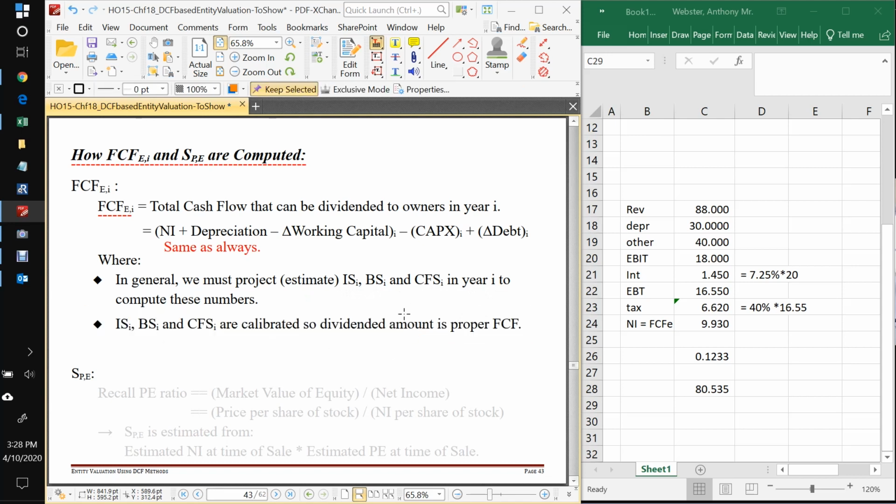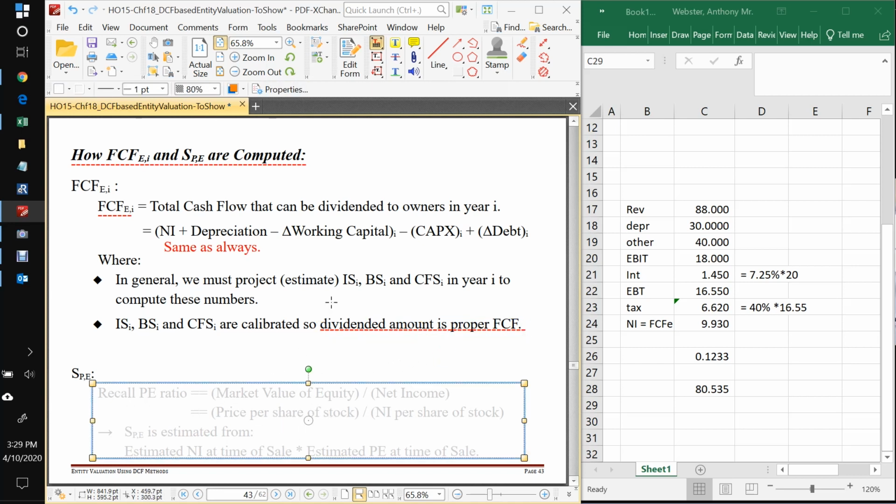And when we project these things forward in what's called pro forma projections, we calibrate them so that the amount of dividend in every year is the maximum amount that can be dividended out without screwing up the future of the firm. Okay, now let's think a little bit about how private equity firms typically get that sale price.